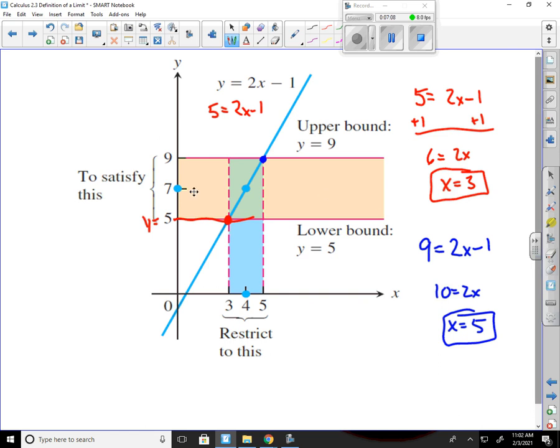So that's our basis here. We're going to restrict our y's first, and then we're going to find out how close our x's have to be. So x has to be within 1 unit to solve this.